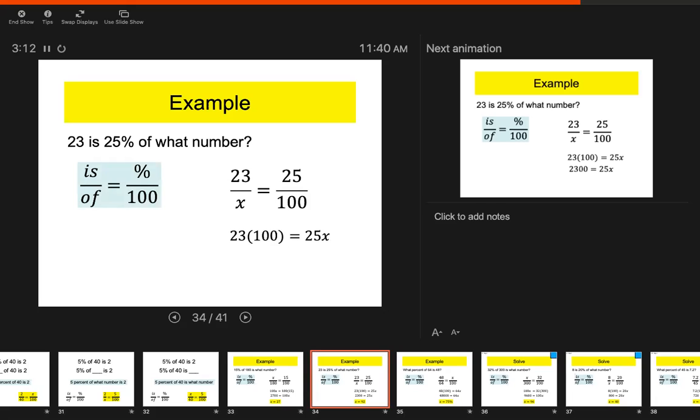Okay. Well, you can do that in your head. Oh, yeah. What's that? Anytime you multiply by anything with zeros, you just add zeros. So what's the answer? Just add the zeros.